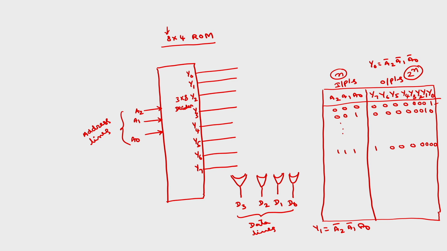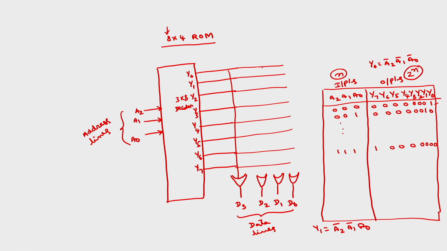Now whatever the number of outputs of the decoder, that we have to give as input for all the OR gates. So all the OR gates are 8-input OR gates. Even though I have represented it with a single line, in fact all the 8 inputs are connected to this particular line.